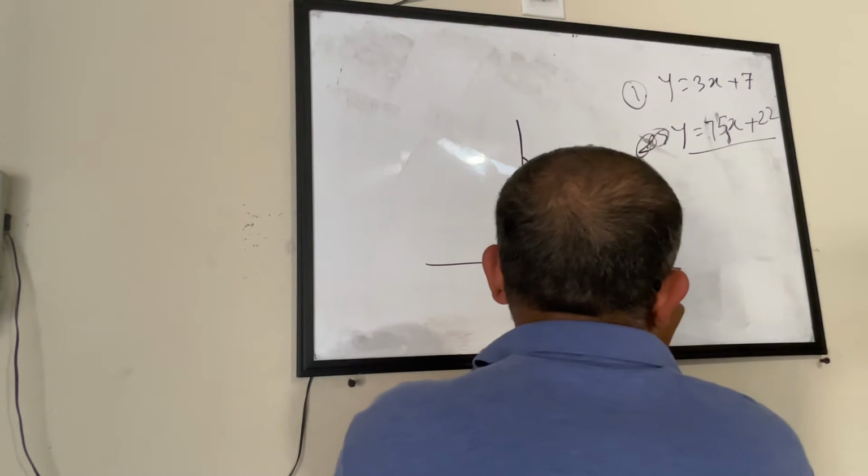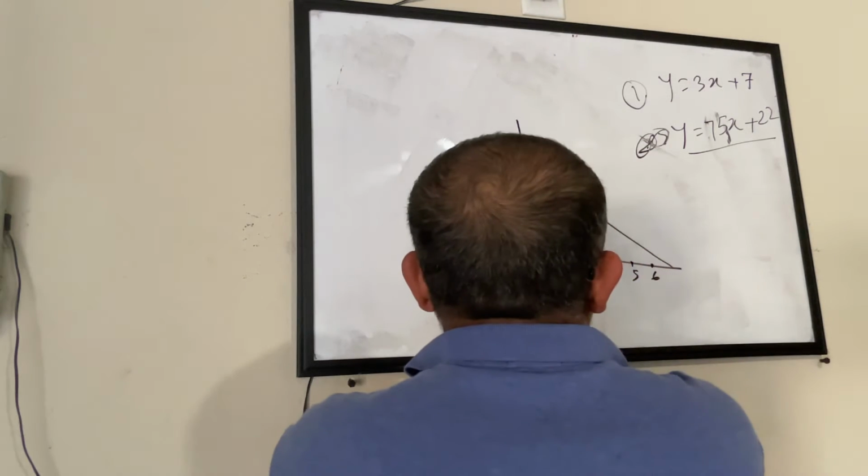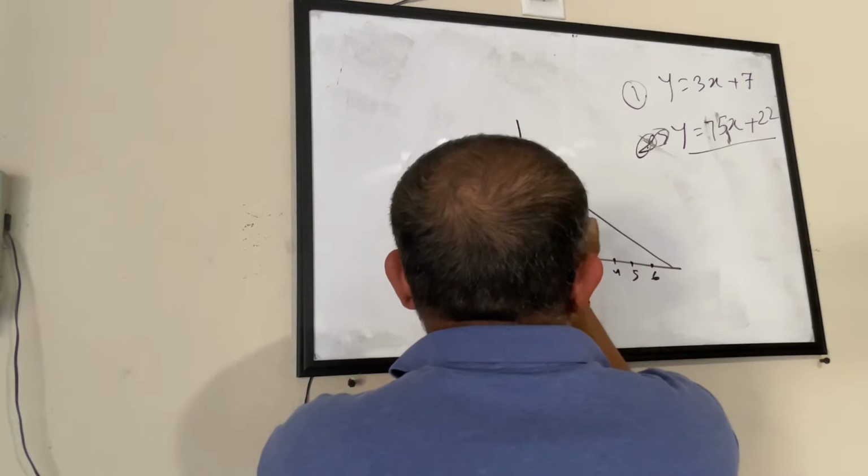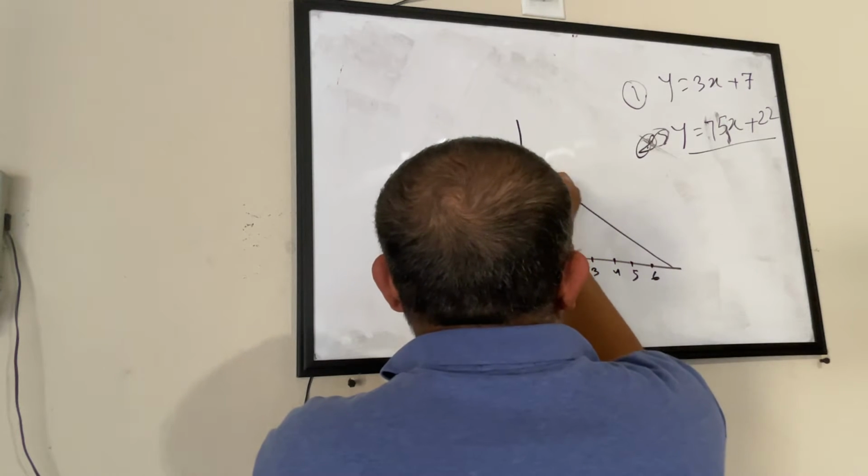One, two, three, four, five, six. 1, 2, 3, 4, 5, 6.